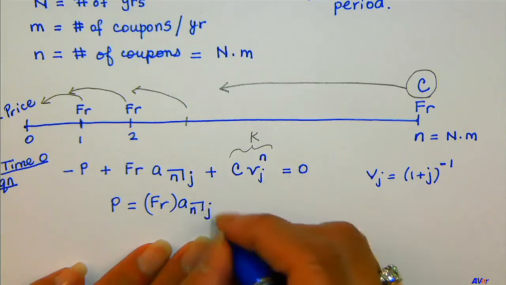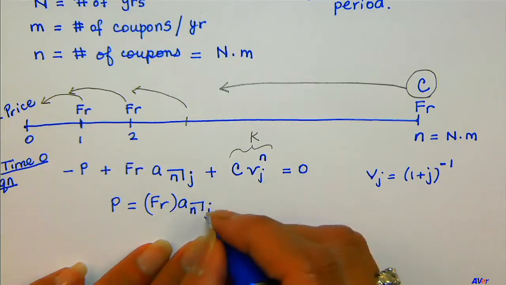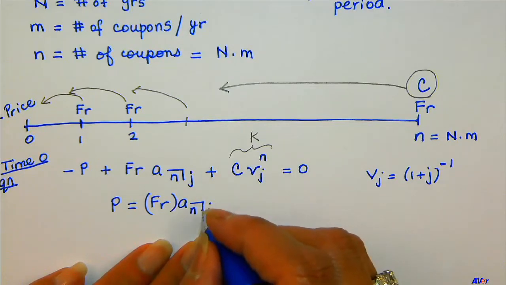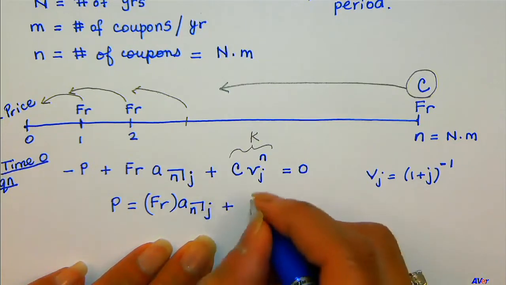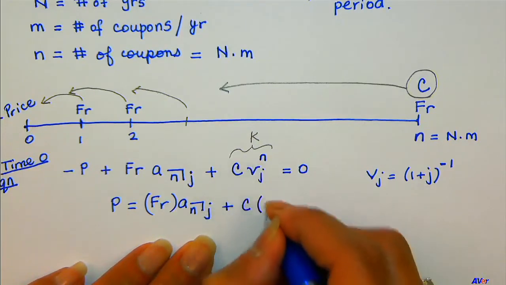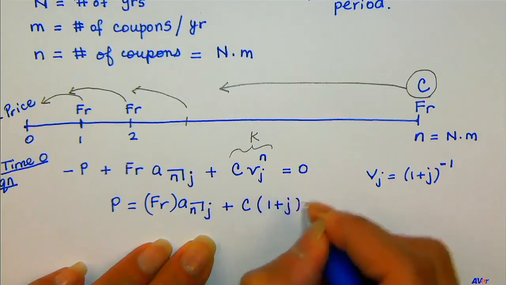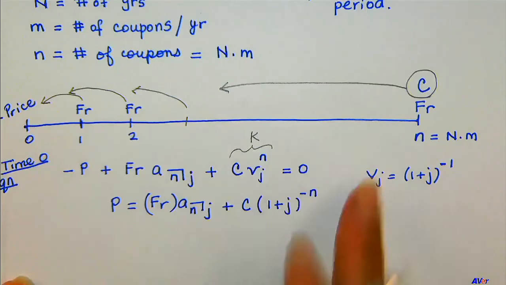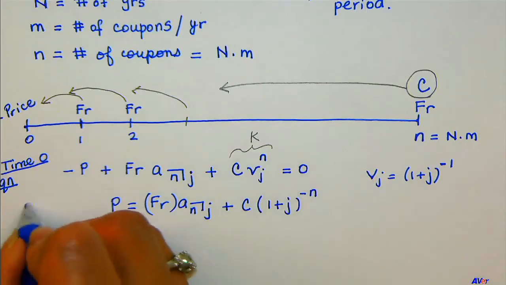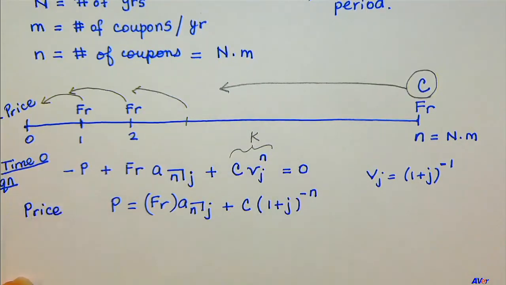So if they give us some weird interest rate I, we'll have to convert it per coupon period depending on how many coupons there are in a year, plus C times 1 plus J to the minus N, and I'm done. I brought the P to the other side. So that's the price formula. Follow me? It makes total sense, right? It's just an annuity of Fr plus a final redemption amount. God bless.